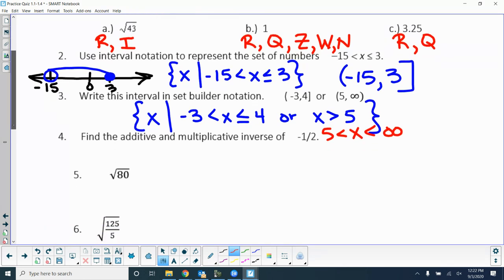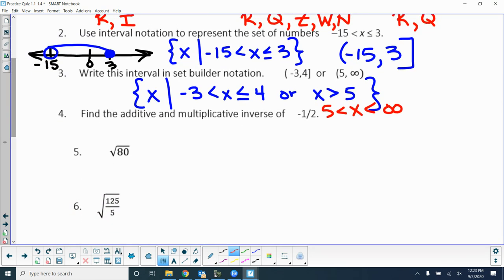I like that. All right, so number 4, I'm asking for 2 answers. You guys realize that? I want the additive and multiplicative inverse. Additive, think of opposite. Multiplicative, think reciprocal. So here's our number, -1/2. What's the additive inverse? Positive 1/2, the opposite, right?